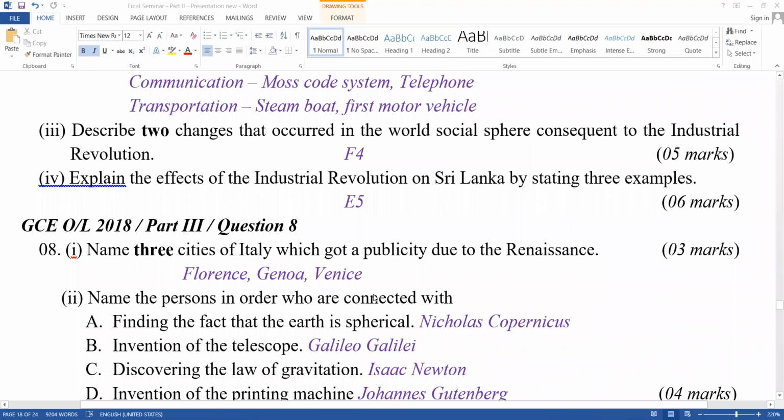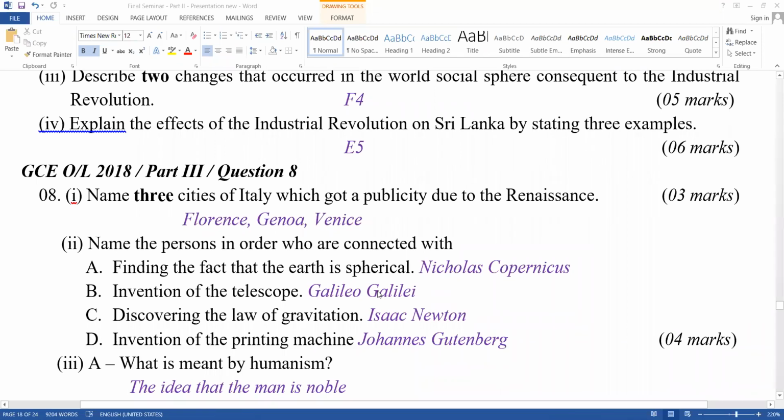And finally, the fact that the Earth is spherical. Who did that? Nicholas Copernicus. Invention of the telescope, Galileo Galilei. Discovering the law of gravitation, Isaac Newton. Invention of the printing machine, Johannes Gutenberg. What is meant by humanism? That's a possible question if the question is given from Renaissance. What is humanism? The idea that man is noble.